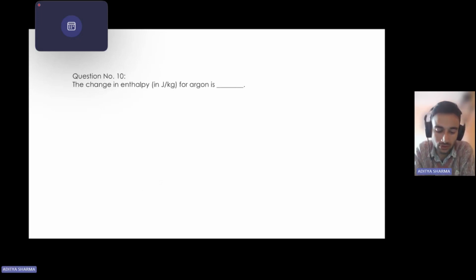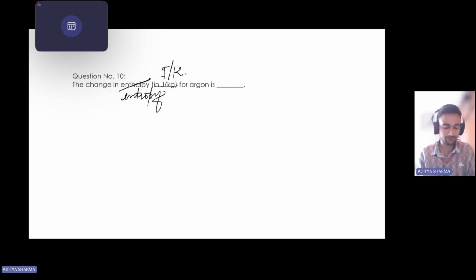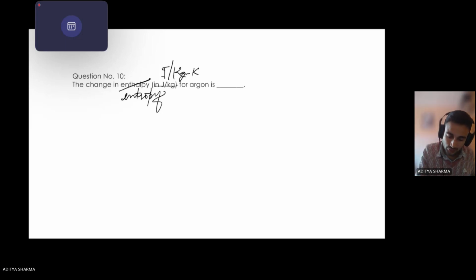So moving on to the next question. Here it should have been entropy. The change in entropy in joule per kg for argon is... So the question here asks for change in entropy. The unit also here should have been joule per kg Kelvin.